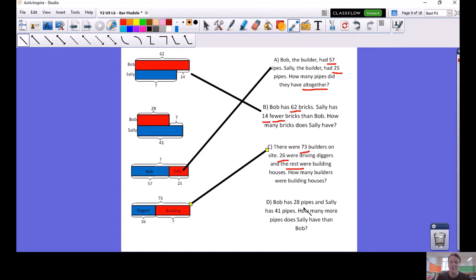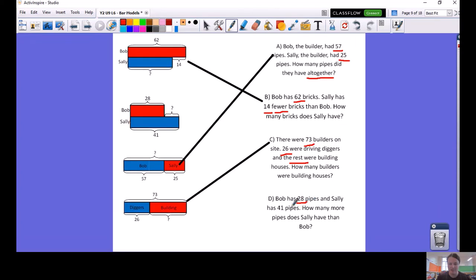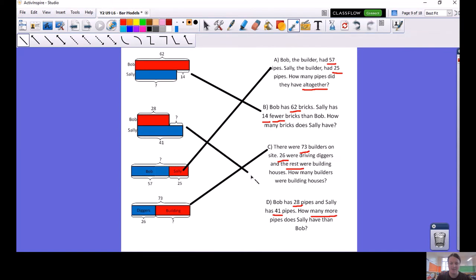And lastly, Bob has 28 pipes and Sally has 41 pipes. How many more pipes does Sally have than Bob? If I'm looking at how many more does she have, I know I need to subtract. So I know she's got 41, I know he's got 28, and I need to know what the difference is. And the difference there can be represented with Sally's 41 and Bob's 28. Give yourself a really big pat on the back if you followed through and you managed to match those up correctly.